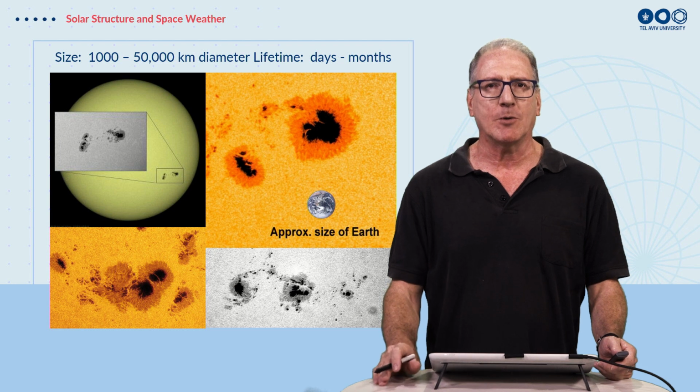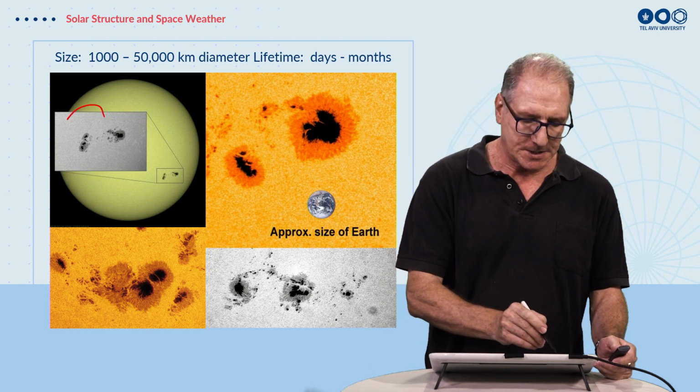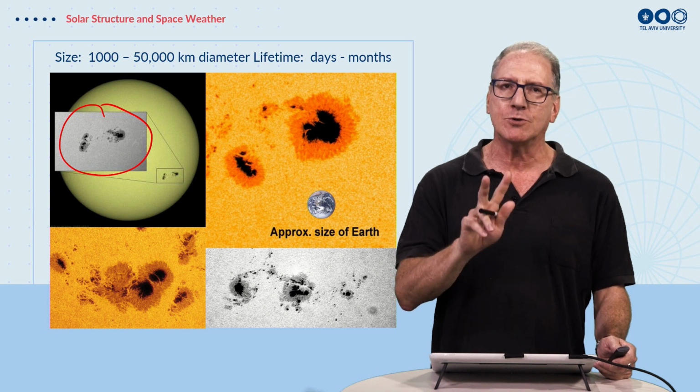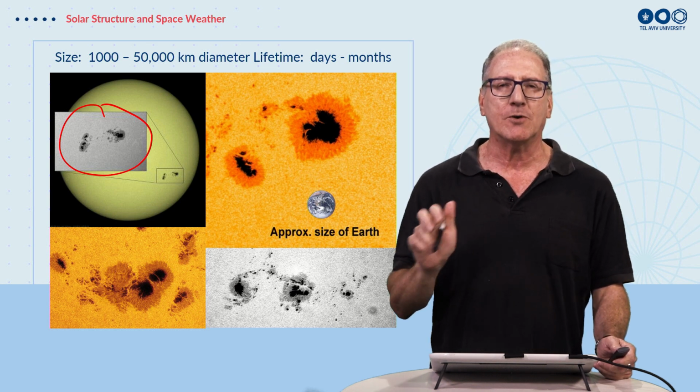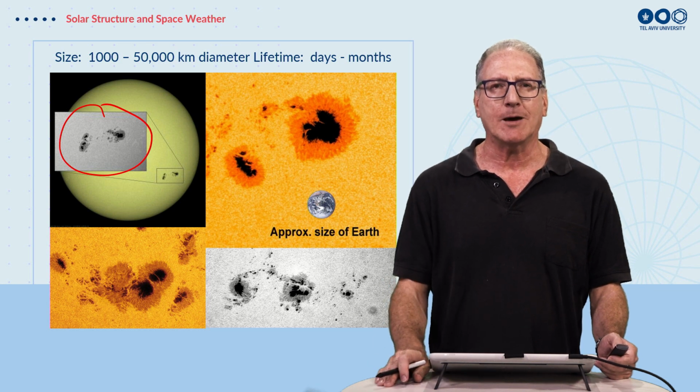Another interesting phenomenon is that they often come in pairs. You can see here in this image on the top left that we have two sunspots together. Also on the right, we have two sunspots together. We'll talk about that in a second, of why they come in pairs.